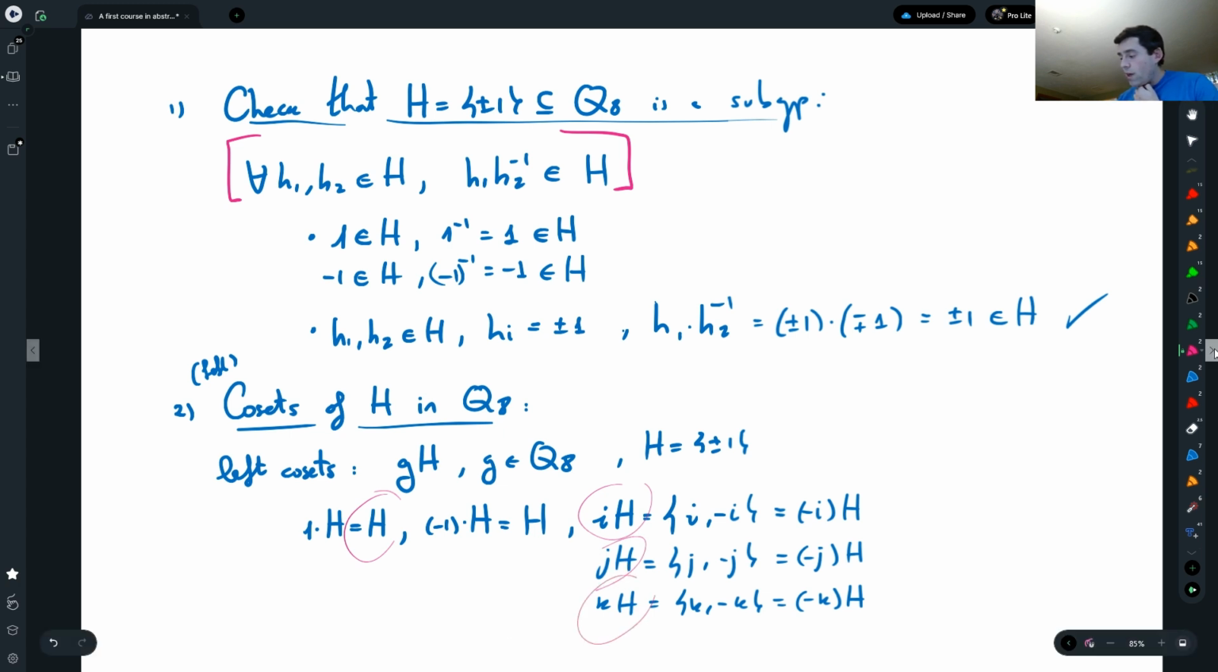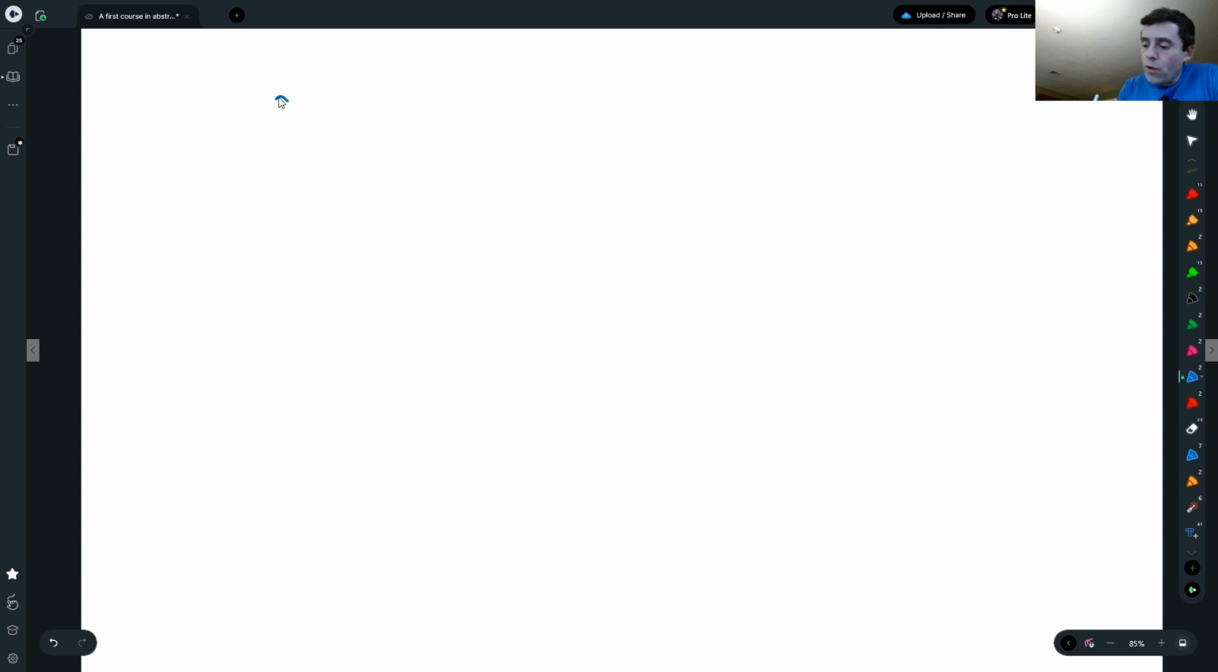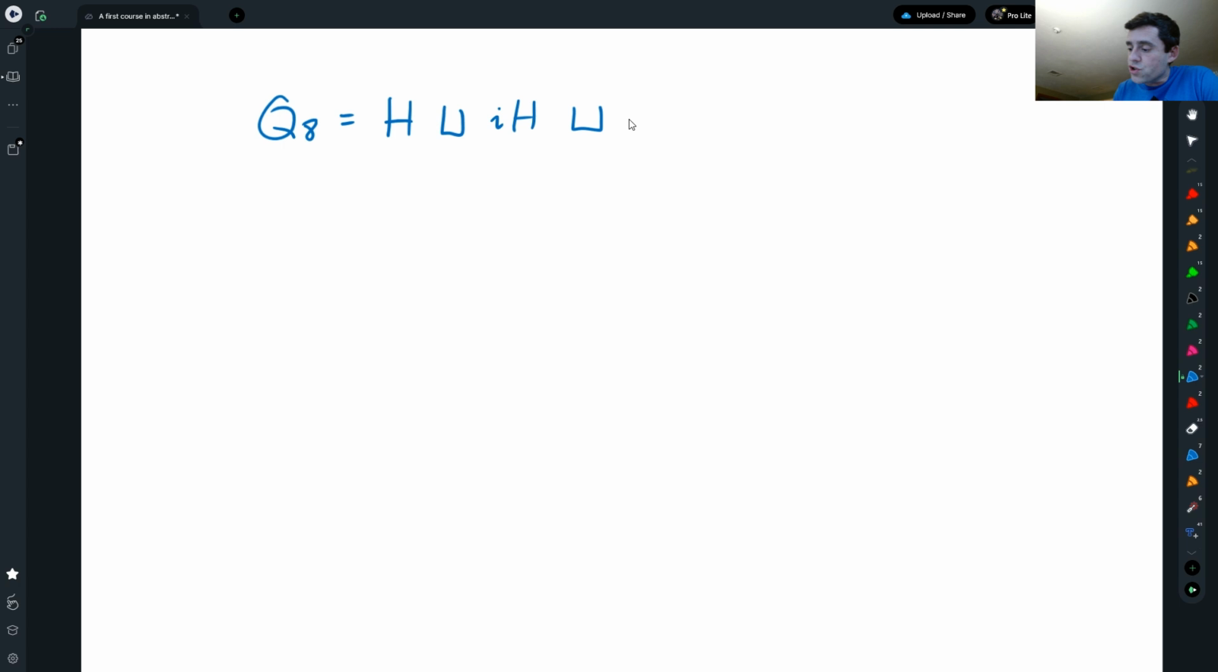And so that tells me that I can actually write Q8 as a disjoint union of cosets of H, namely H, disjoint union with iH, disjoint union with jH, disjoint union with kH, which we know from the general theory is something that always happens.